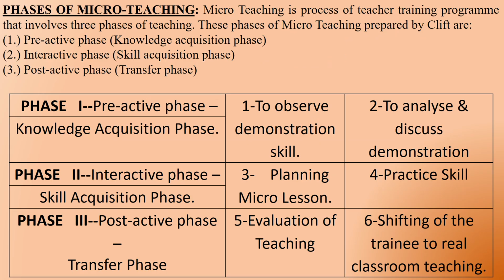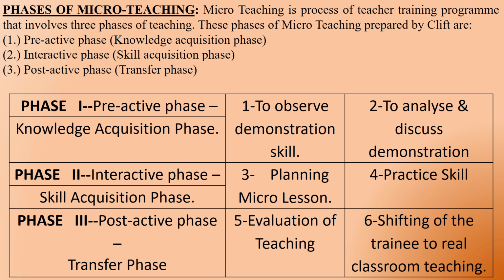Phases of micro teaching. Micro teaching is a process of teacher training program that involves 3 phases of teaching where a teacher trainee is suggested to follow recommended steps in planning a micro lesson. These phases of micro teaching prepared by Clift have been described as the pre-active phase, which is also called the knowledge acquisition phase, the interactive phase, which is also called the skill acquisition phase, and the last one is the post-active phase or the transfer phase.